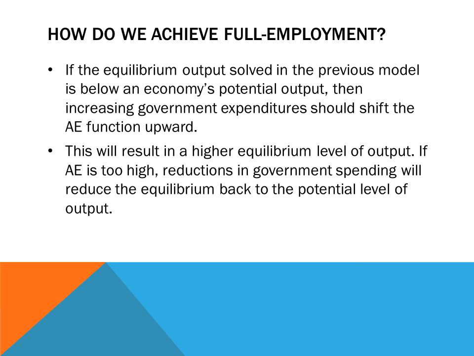So we should ask, how do we achieve full employment from this Keynesian economics perspective? Well, if the equilibrium output solved in the previous model is below an economy's potential output, then increasing government expenditures should shift the aggregate expenditure function upward. That is because government expenditures are included in the aggregate expenditure function. This will result in a higher equilibrium level of output. If aggregate expenditures are too high, however, reductions in government spending or increasing taxes will reduce the equilibrium back to the economy's potential level of output.